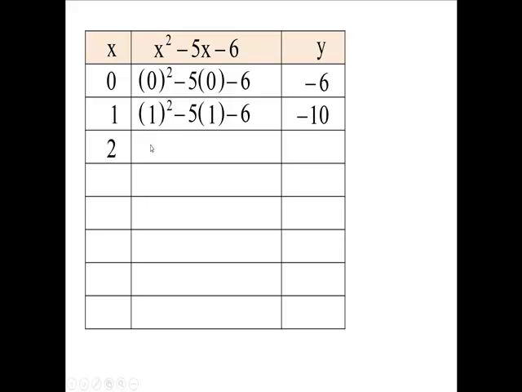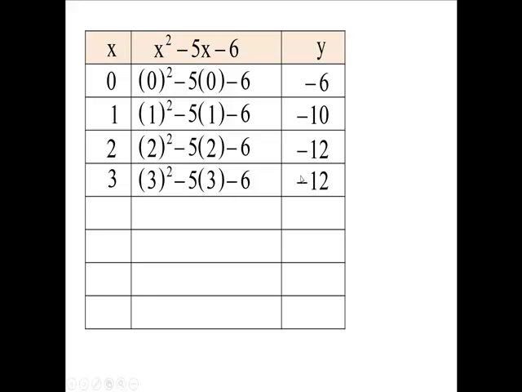Now we'll plug in a 2. 2 squared is 4, 5 times 2 is 10. 4 minus 10 is negative 6, and negative 6 minus 6 is negative 12. Okay, plug in a 3. We're going to get 9 for this, aren't we? And 5 times 3 is 15. 9 minus 15 is negative 6, and negative 6 is negative 12.